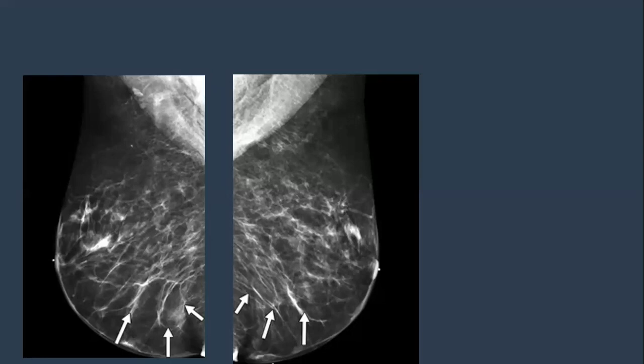Okay, skin thickening is bilateral and thickened Cooper ligaments are bilateral. But the small area of architectural distortion is unilateral, so for me it's suspicious. Next step is correlation with ultrasound. Okay, good. Good management. Another suggestion, you are right.